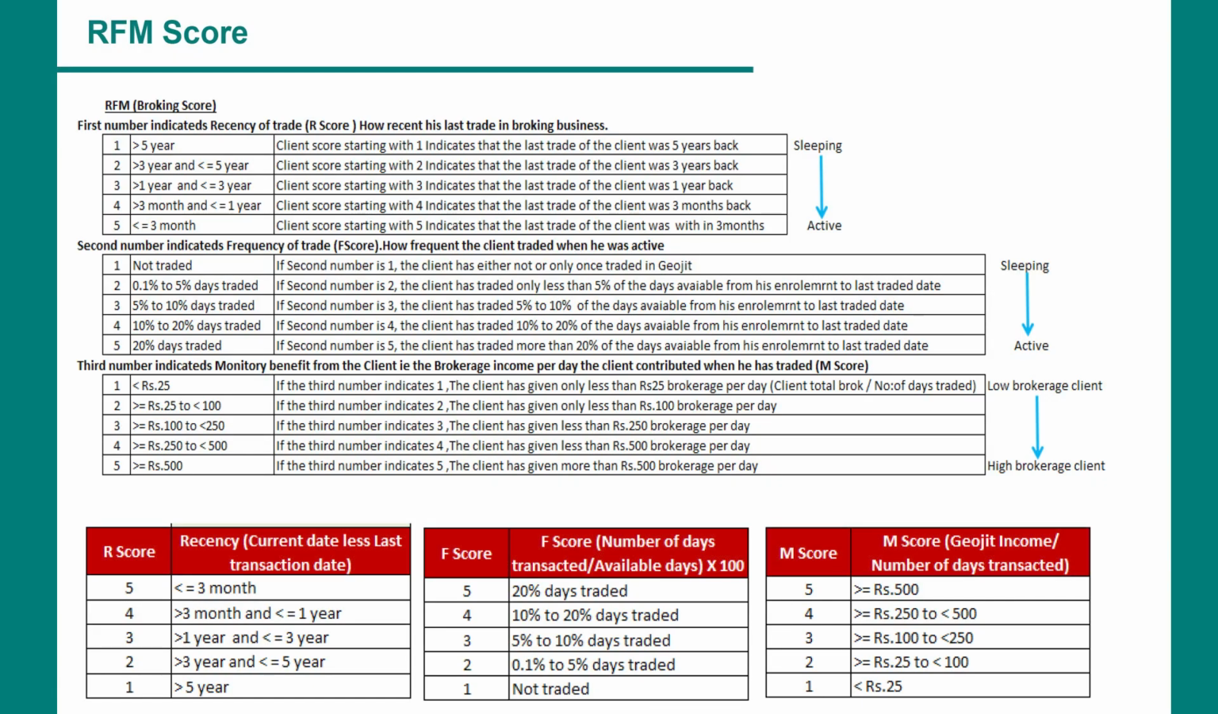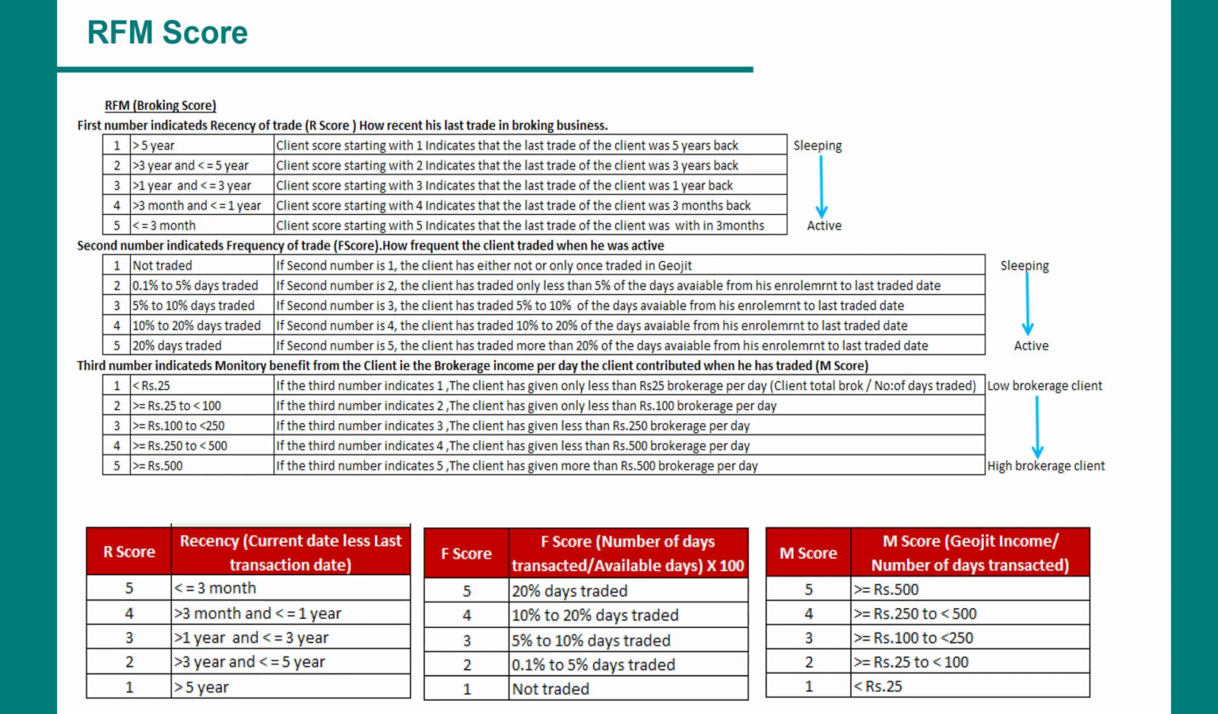So after getting the values for recency, frequency, and monetary benefits, the values are converted into scores from 1 to 5, where each client has a particular RFM score. If a client has transacted very recently, then the R score will be 5, and if recency goes down, the R score becomes 1. If a client has a higher frequency of engagement, then the F score will be 5. If the frequency goes down, then the score will come to 1.